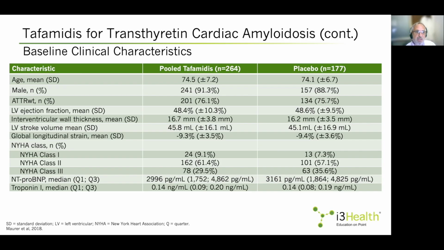The EF was about 48, markedly increased wall thickness, low stroke volume. So their stroke volume index to body size is way less than 35 mLs per meter squared, very low strain patterns, high sensitivity troponin, very high NT-proBNPs. And amazingly, patients are only NYHA class 2. And I think the reason they're not that symptomatic is this is a very slowly progressive disease despite this severe phenotype.